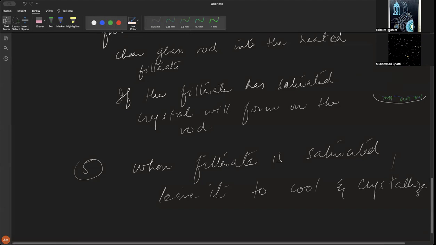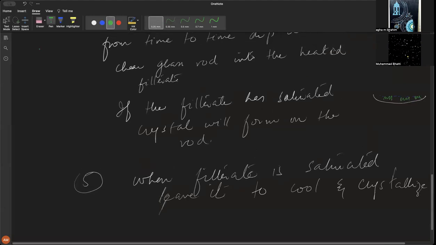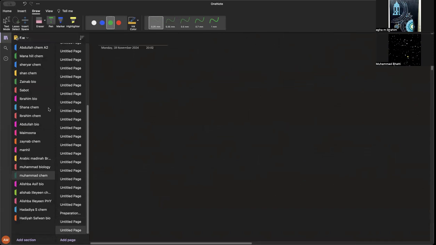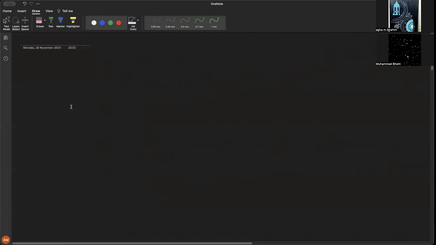Right. The crystals can be filtered out, and you can dry them with paper. This is it. All right. Is it making sense? Did you understand?